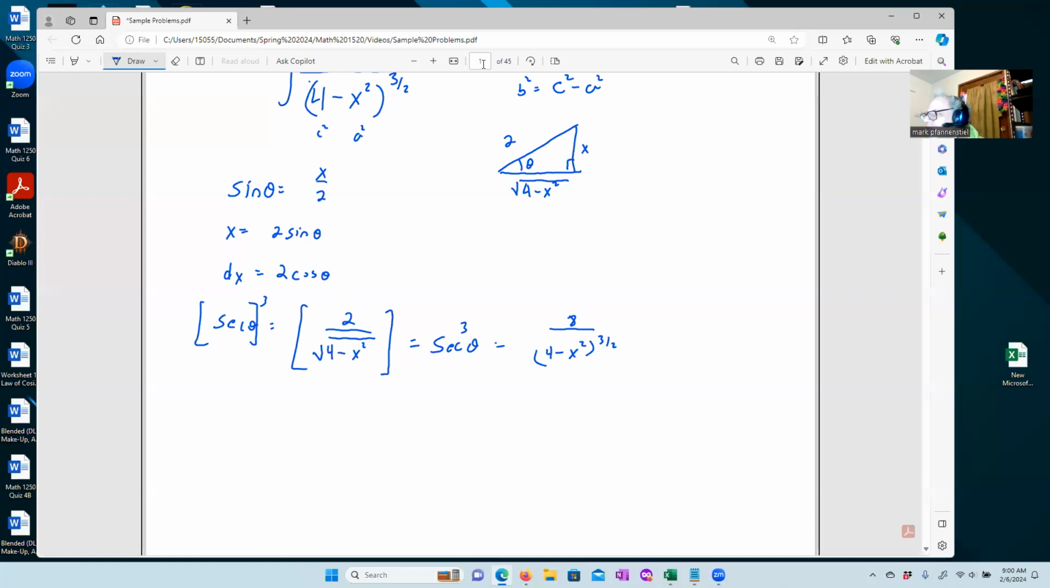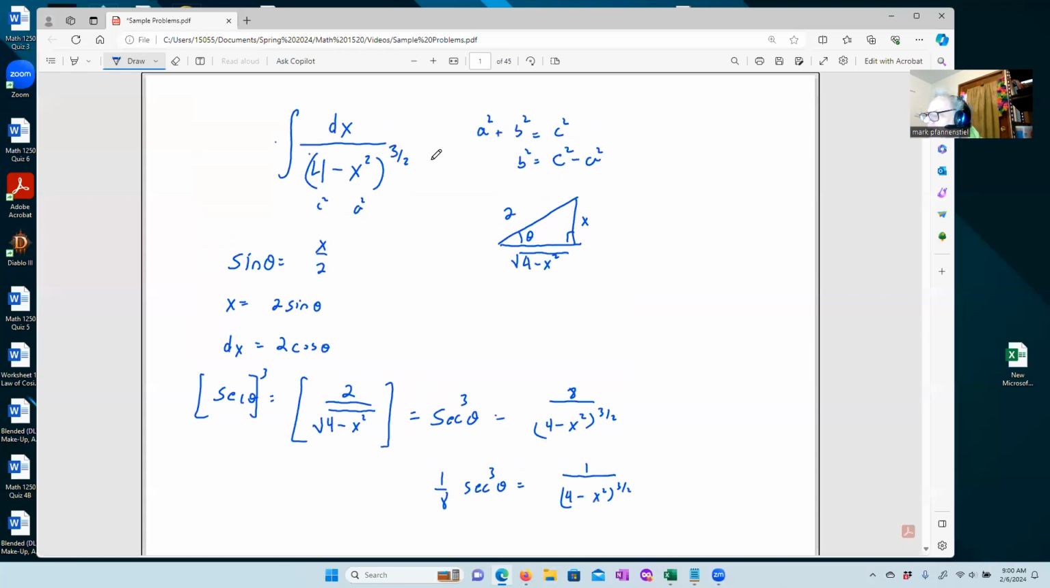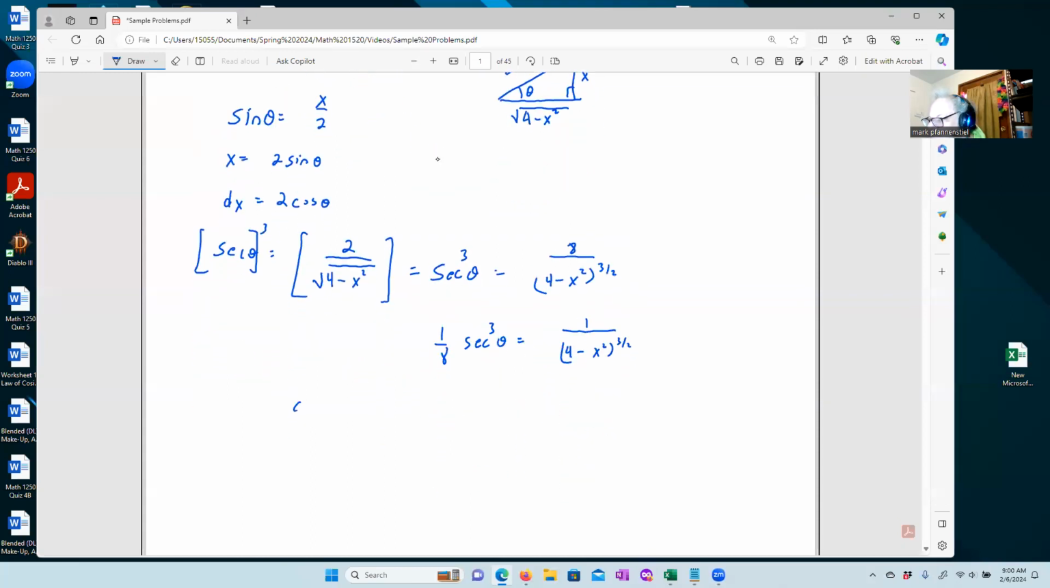And all I'm going to do is just multiply both sides by 1/8. So I'm going to get 1/8 secant cubed equals 1 over 4 minus x squared raised to the 3/2. Okay. And now when I'm looking back at my integral here, we have dx over this 4 minus x squared 3/2, and we're just integrating this.